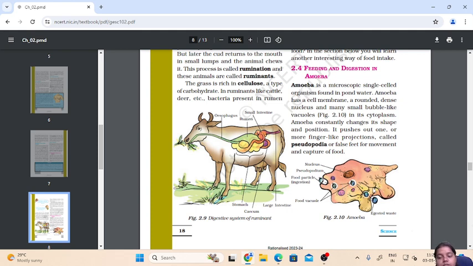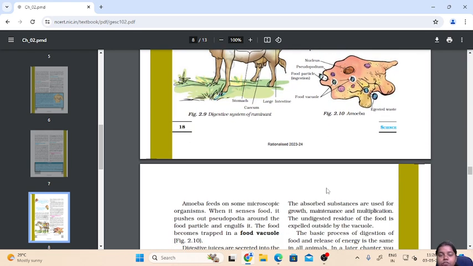And there is one speciality of this amoeba, that it constantly changes its position and shape. What it does is push out finger like projections, which are called pseudopodia. See here, like this, finger like projections it pushes out. Pseudo means false and podia means feet, so it's like false feet. What is the function of the pseudopodia? For the movement and to capture the food.